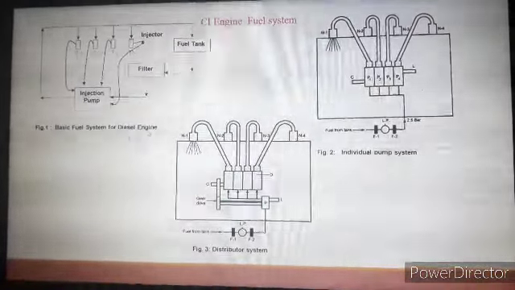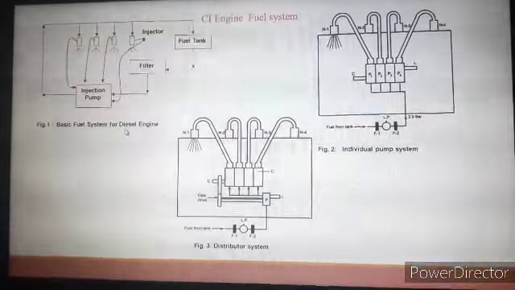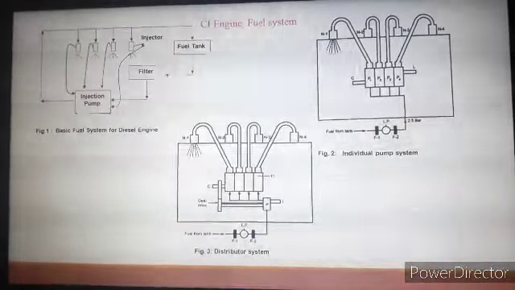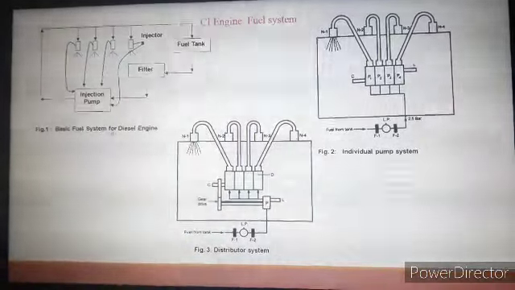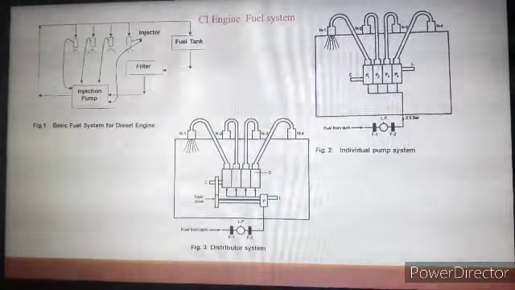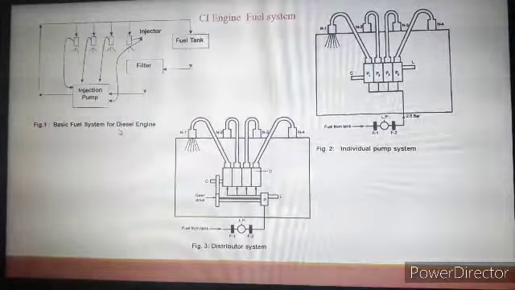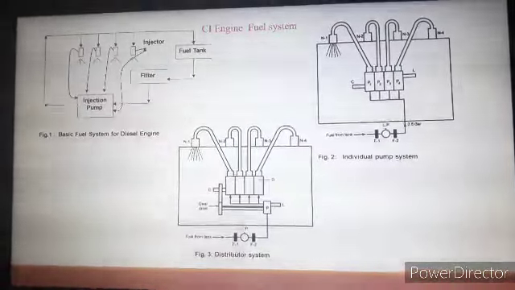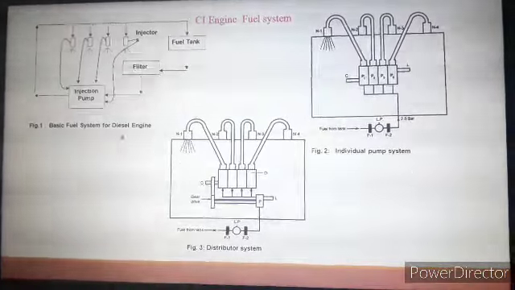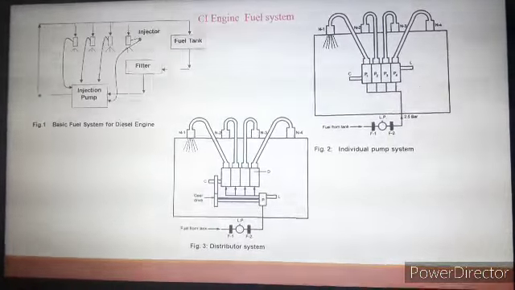Again, in case of exhaust stroke in both the engines, that is in case of petrol engine as well as in case of diesel engine, the combustion products are sent to the environment. So that is in brief the working of diesel engine. Why I have explained this working: in order to understand the fuel supply system for diesel engine, we must know its working. That's why we have seen in brief about the diesel engine.